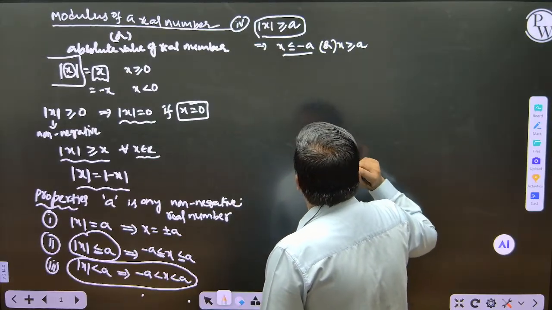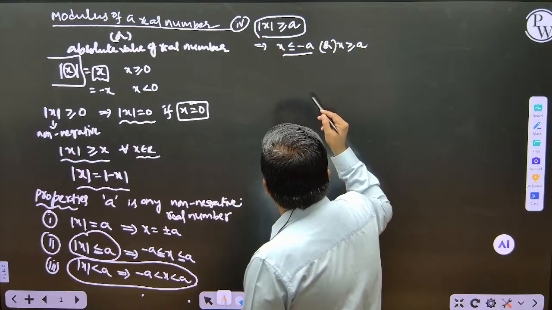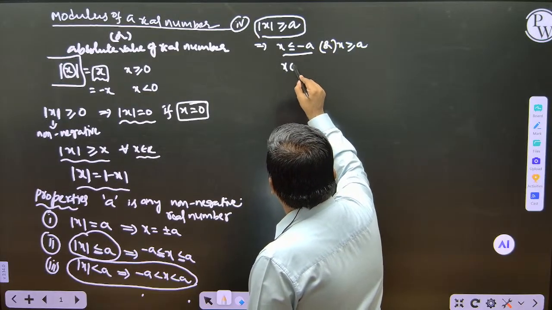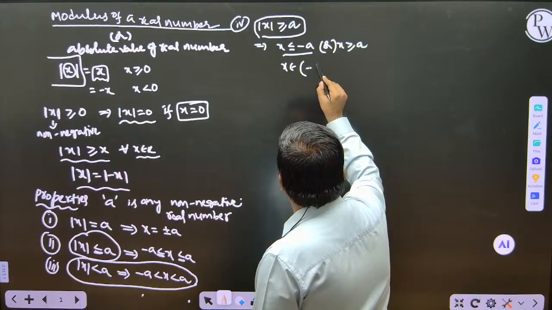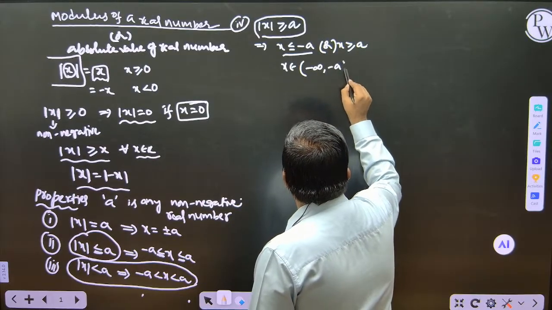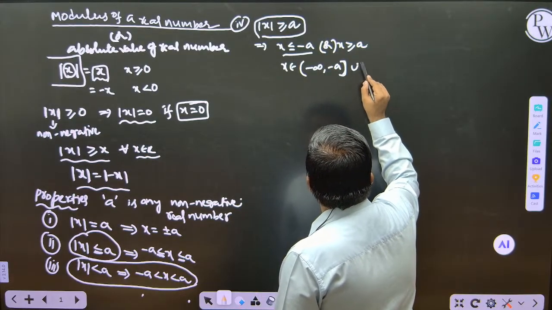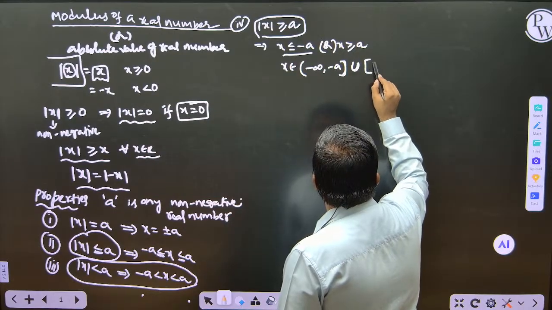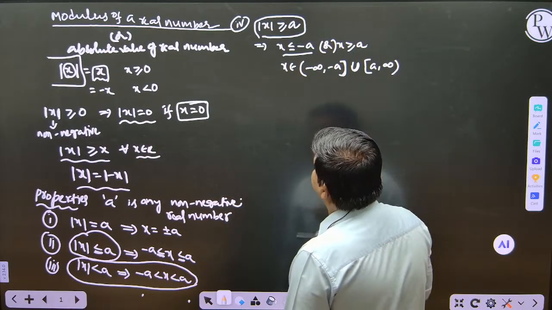Whenever I use the word or, we have to take the union. You have to take the union of these two: minus infinity to minus A closed, union, what is here? A to infinity.